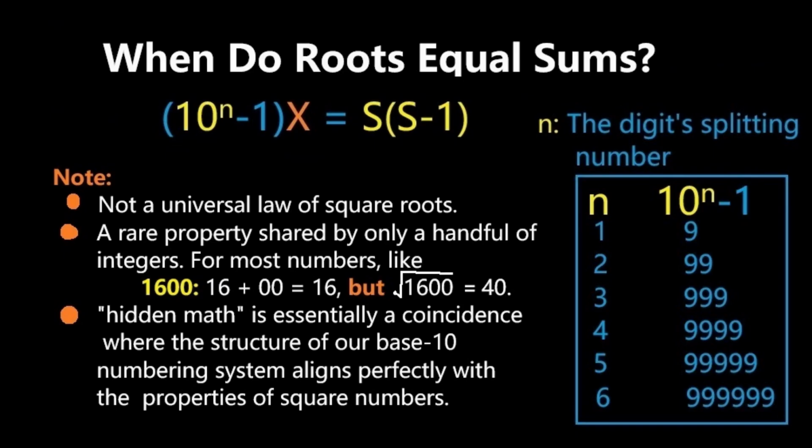It is important to note that this is not a universal law of square roots. It is a rare property shared by only a handful of integers. For most numbers, like 1600, 16 plus 00 equals 16, but the square root of 1600 is equal to 40. The hidden math is essentially a coincidence where the structure of our base 10 numbering system aligns perfectly with the properties of square numbers.